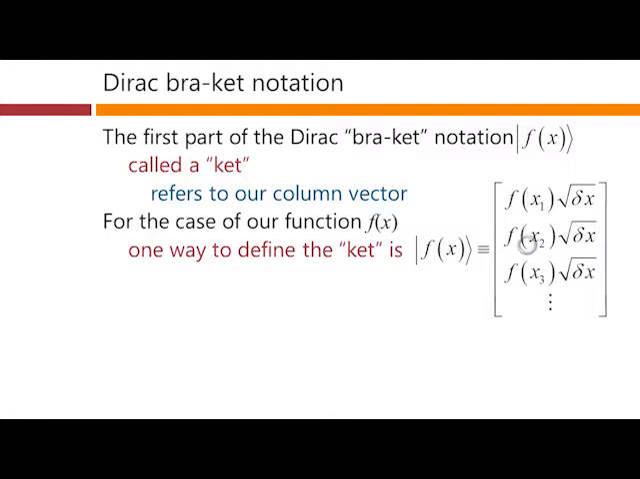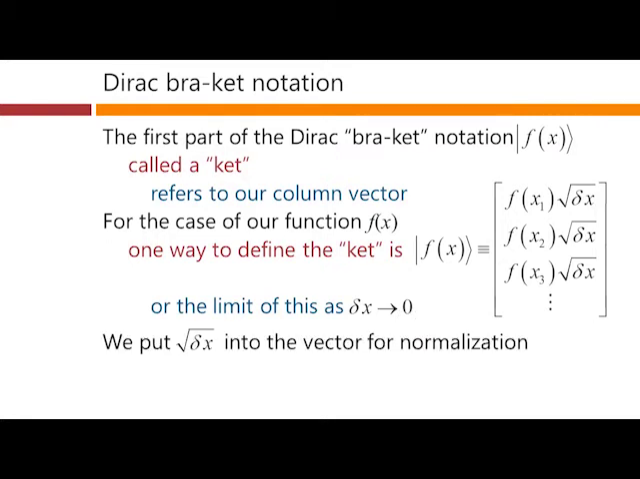So here are the values of the function here, or the limit of this as delta x tends towards 0. Here we've put the square root of delta x in here for normalization, but mostly actually we'll manage to get rid of that and save that little confusion. But we could define our ket as this vector here. This vector is still our list of numbers representing our function.